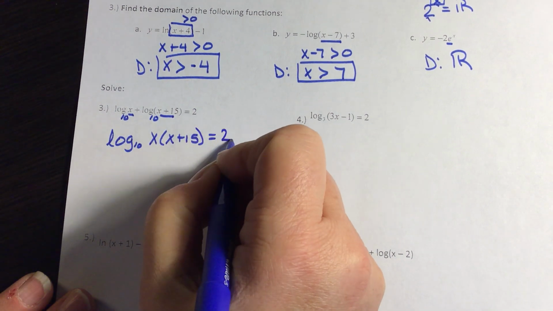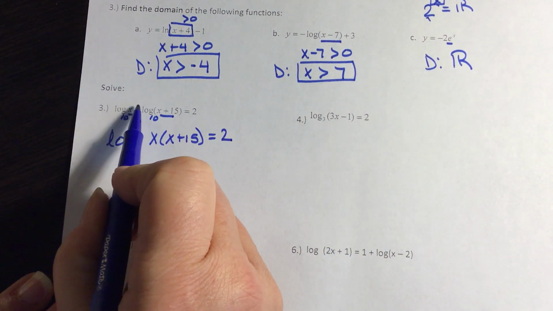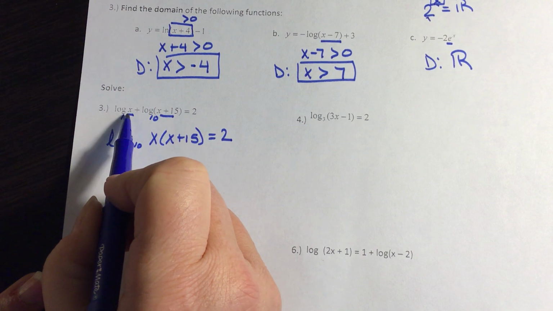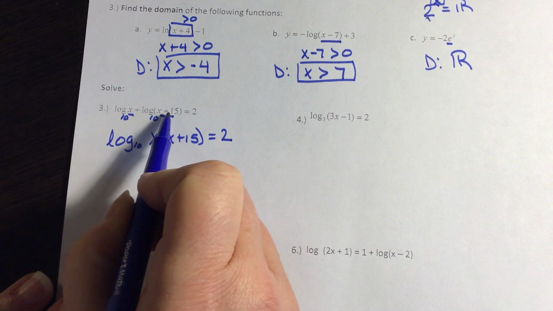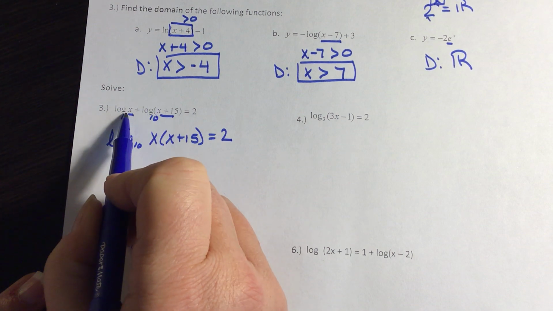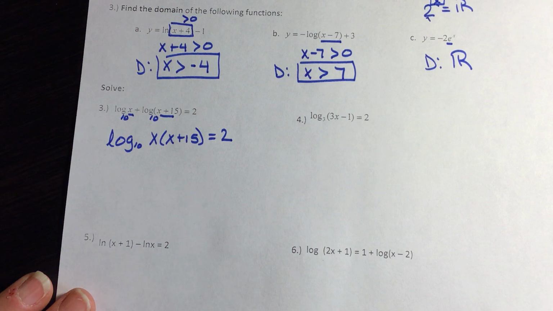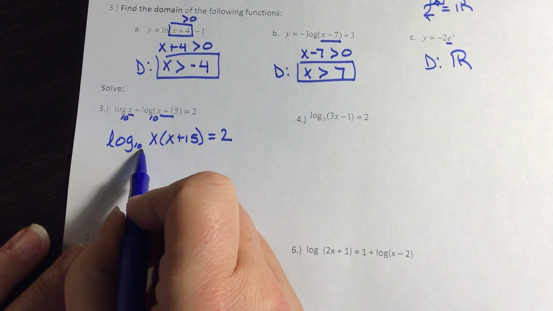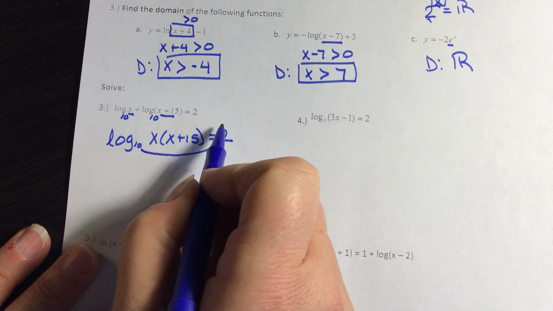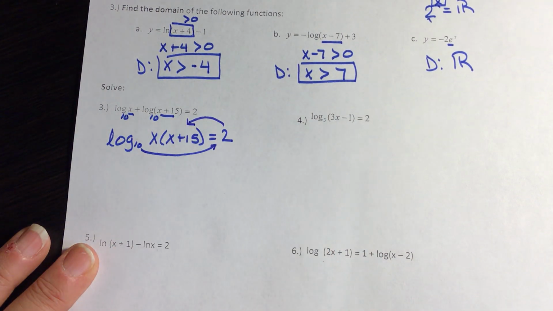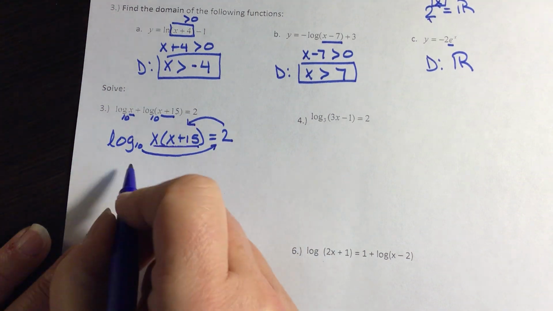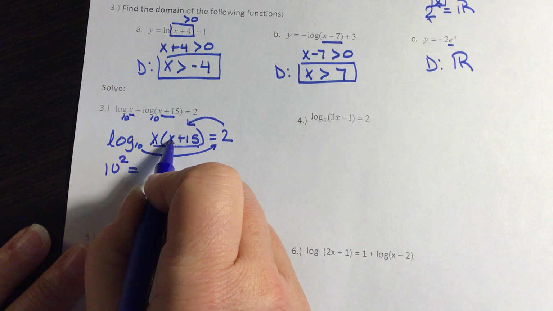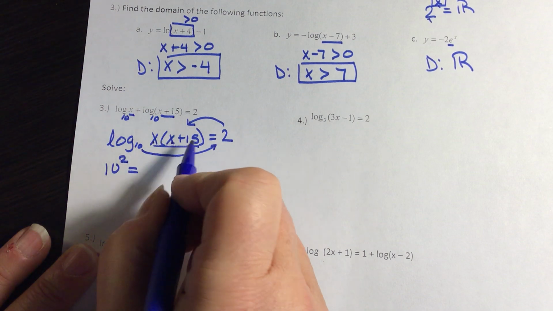And that equals 2. And it's times because we're adding 2 terms together, and when we think about the 2 terms with the same base, that means I can put them together using multiplication. Now I'm going to write my exponential sentence. So I'm going to take 10, square it, and that has to equal what's inside here. So I'm going to have 10 to the second power equals x squared plus 15x.